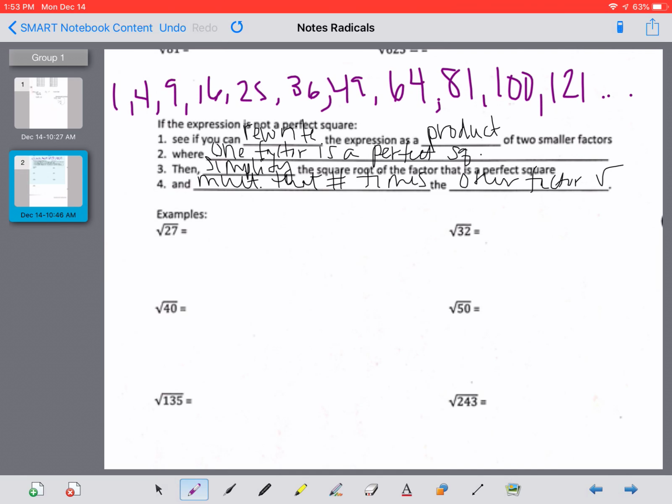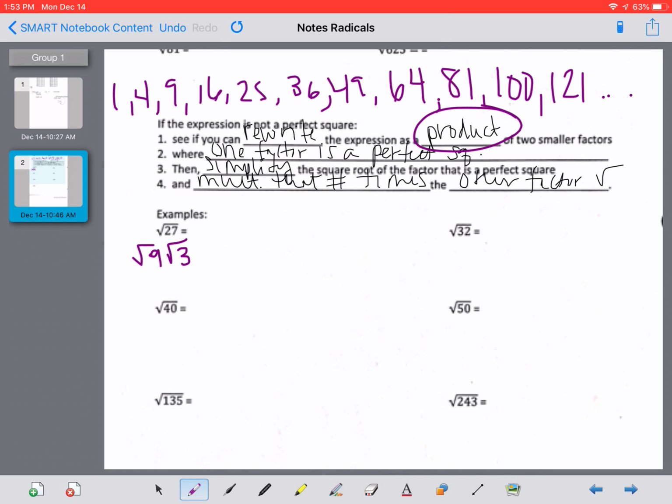I heard you say it. It's 9, and it can go in there 3 times. Oops, wrong button. So we're going to rewrite this as a product, as multiplication. It's the square root of 9 times the square root of 3.